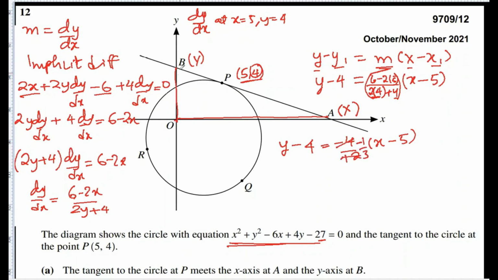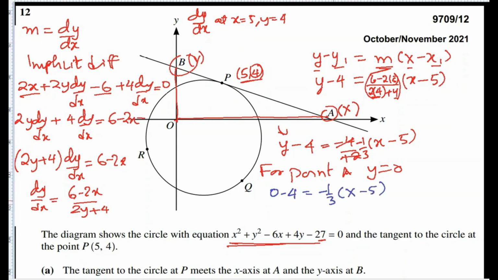Now, we have to find the coordinates of A and B. Let's start with A. For point A, y equal to 0. Why? Because on the x-axis, everywhere, the y coordinate is always 0. So in the equation of the tangent here, we will put y equal to 0. Let me change the color to make it clearer. 0 minus 4 equal to minus 1 over 3 times (x minus 5).